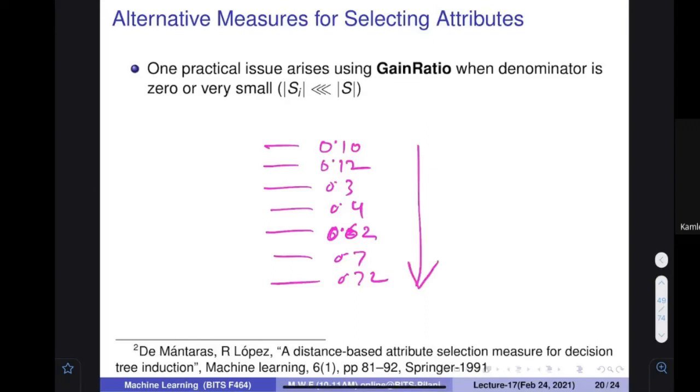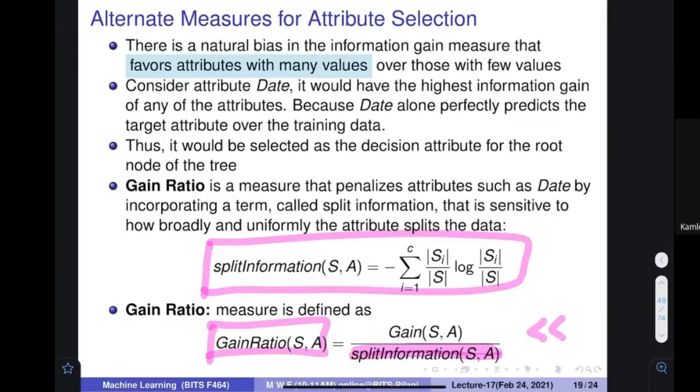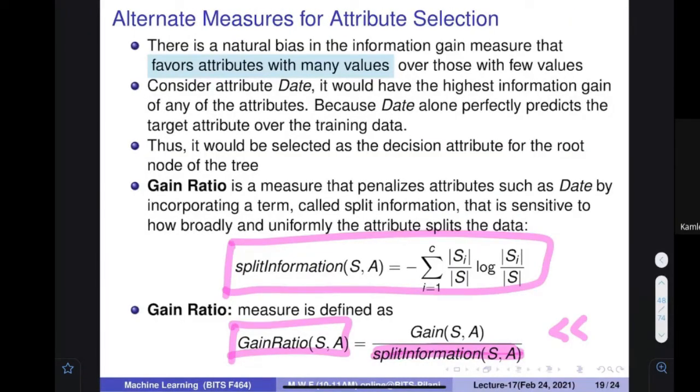So which attribute are you going to select? You are going to select this attribute. But I'm telling you not to select this attribute, because it may be a trap: it has a large number of different values, and that's why it is being selected. So we have discussed the idea that instead of using information gain, you have to use the gain ratio.